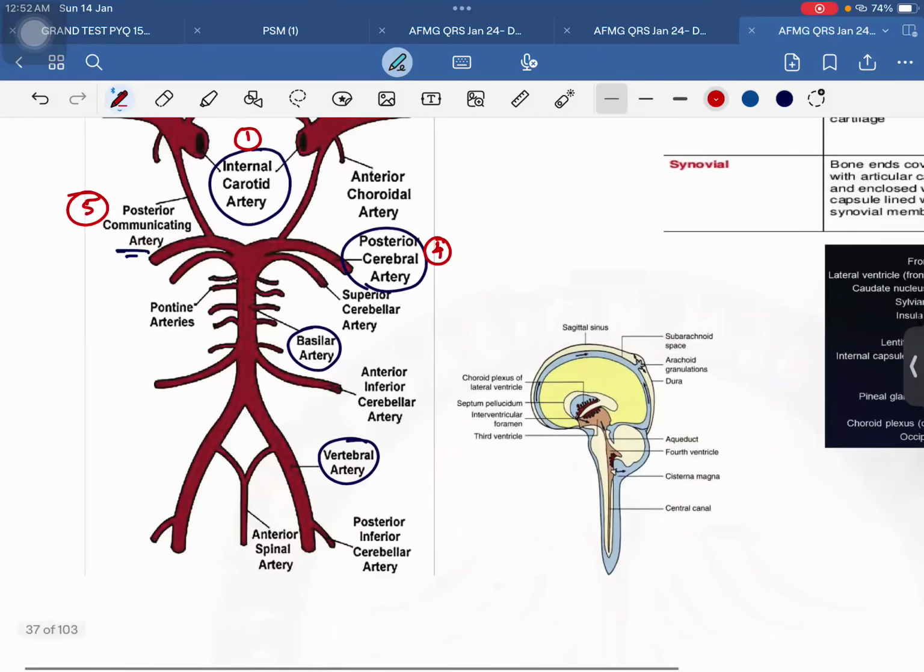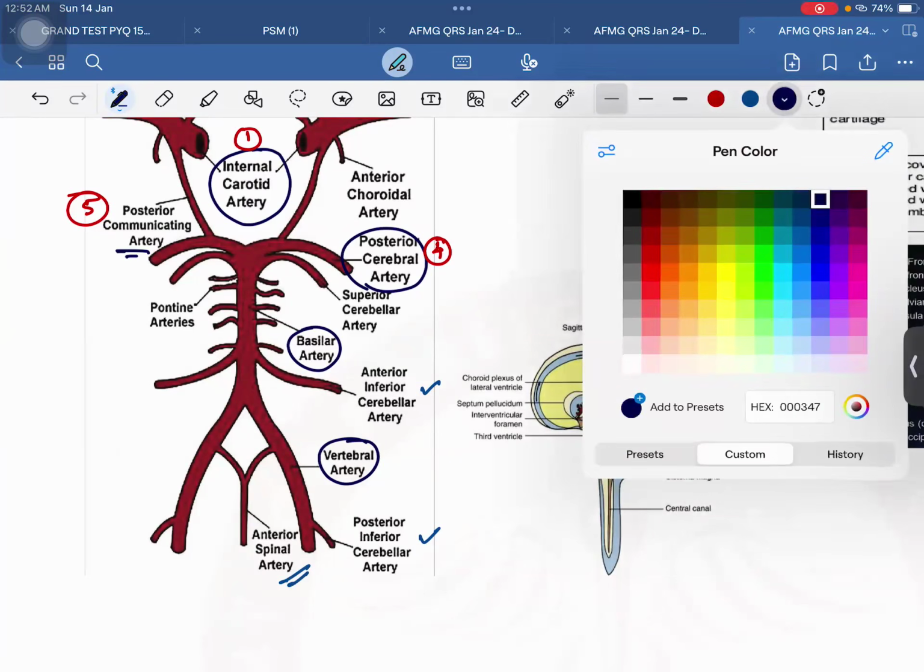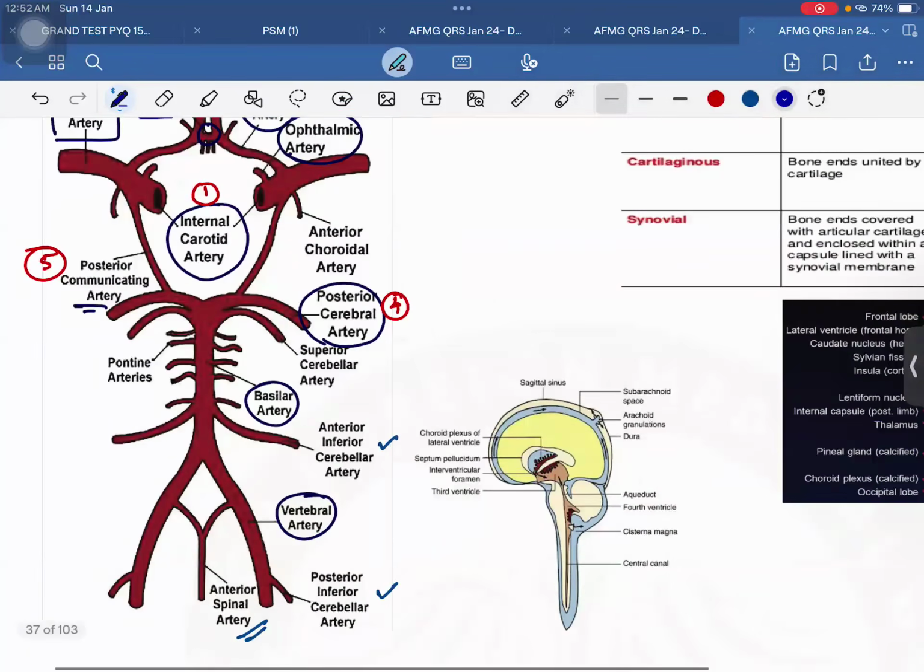We know that the basilar artery, AICA, the anterior inferior cerebellar artery, PICA, the posterior inferior cerebellar artery, or the vertebral artery for that matter, all of them are going to supply the brainstem area. Even this anterior spinal artery is going to supply the brainstem area. We have discussed about the syndromes earlier in medicine, okay? So I have told you that.